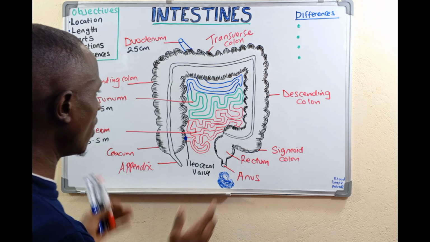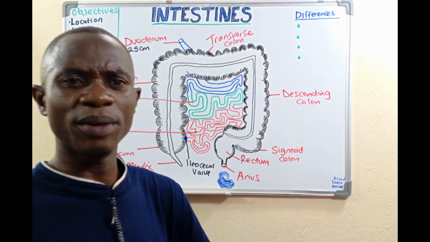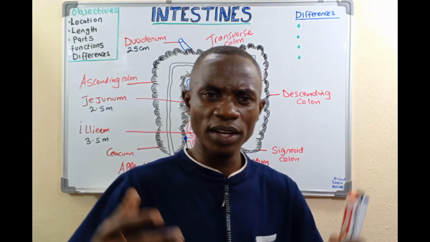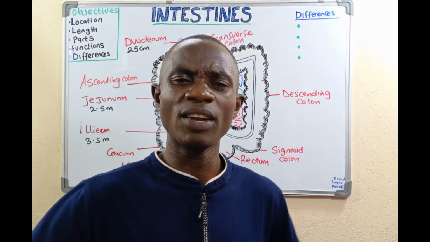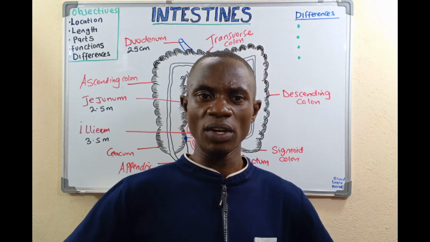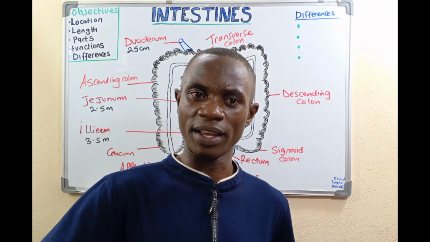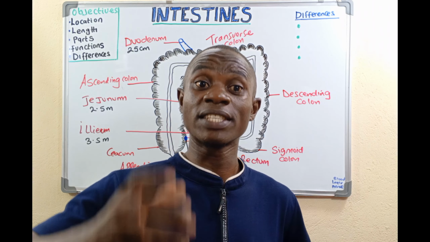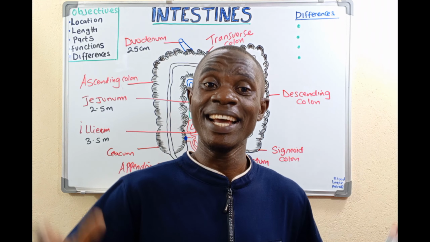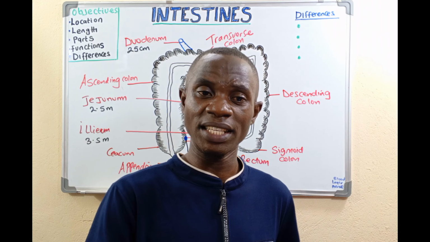Now, having looked at the functions of the intestines, let's look at the blood supply to the intestines. The intestines have a great supply of blood. What are those vessels that supply the intestines? Off the abdominal aorta, we have those blood vessels that leave the abdominal aorta: the superior mesenteric artery and the inferior mesenteric artery. Those are the two primary blood vessels supplying oxygenated blood to the intestines.